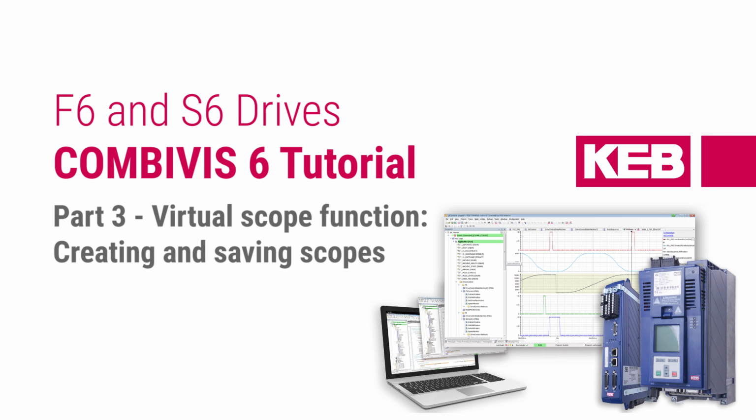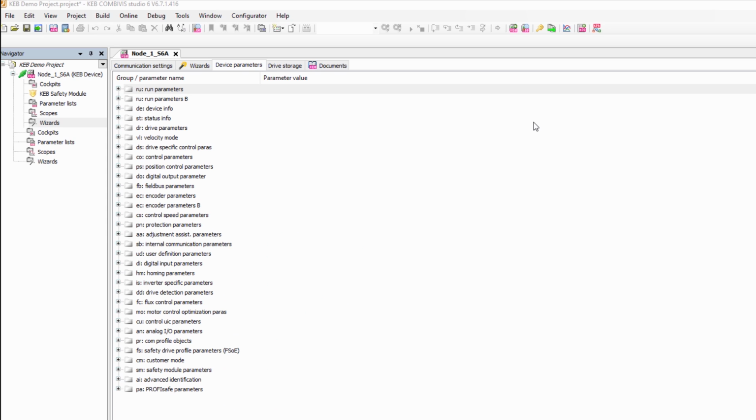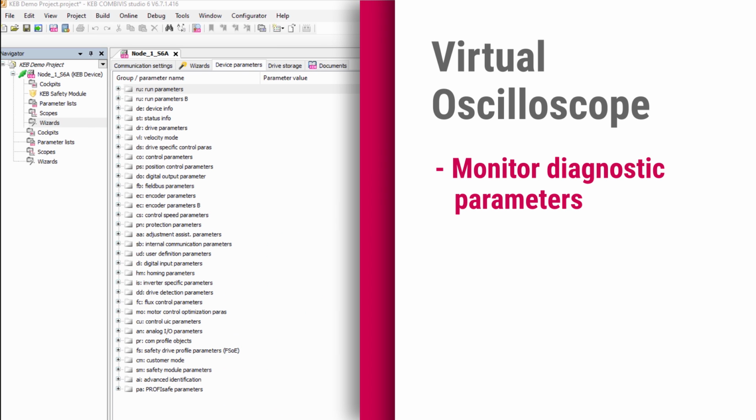A useful feature of Combivis 6 is the virtual oscilloscope. This function can monitor certain diagnostic parameters of the inverter to create a visual graph showing the operation of the inverter and assist with troubleshooting.